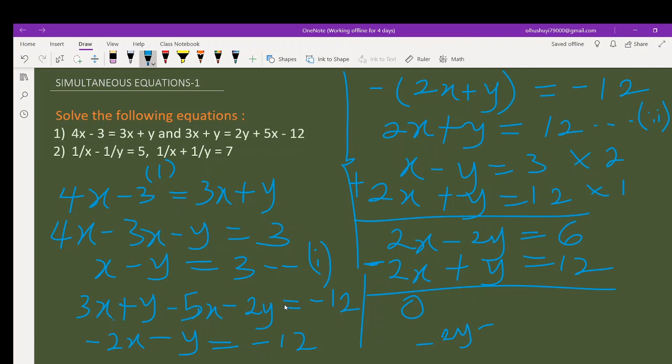There's a minus here, minus open bracket y. That's minus 2y minus y. That's minus 3y, isn't it? So you have minus 3y is equal to 6 minus 12. That will be minus 6.